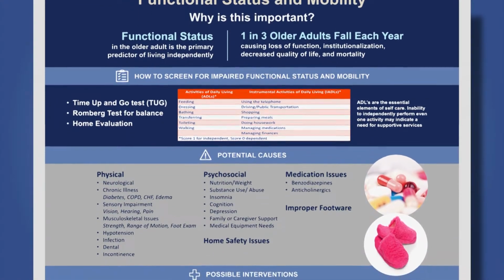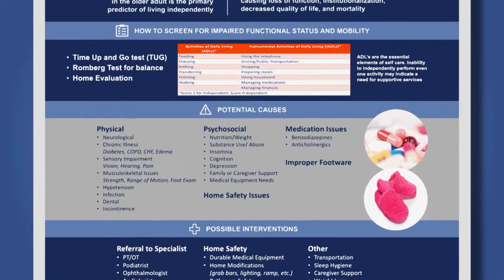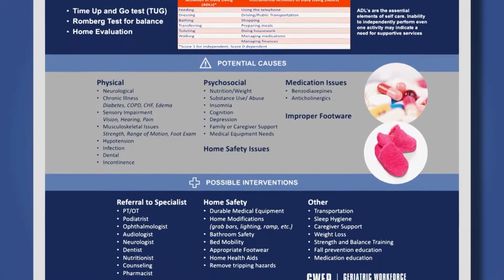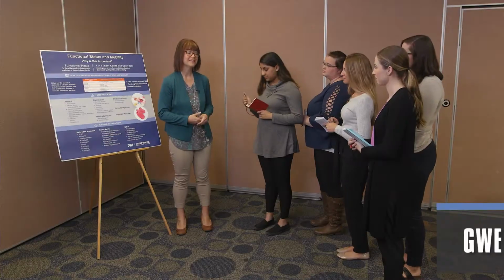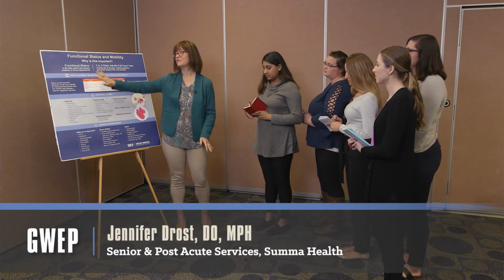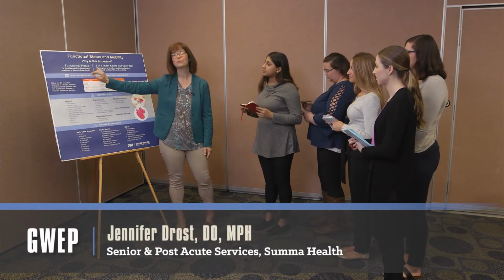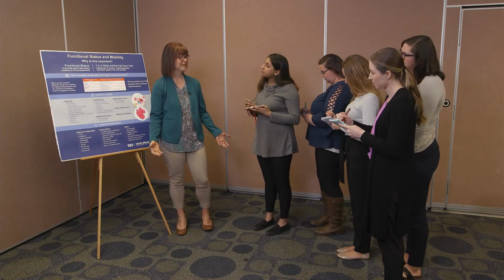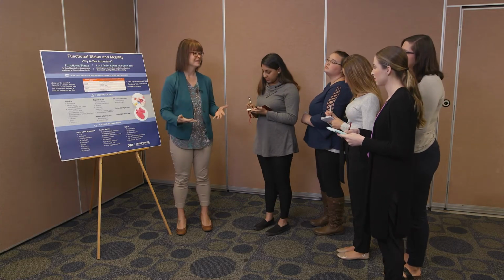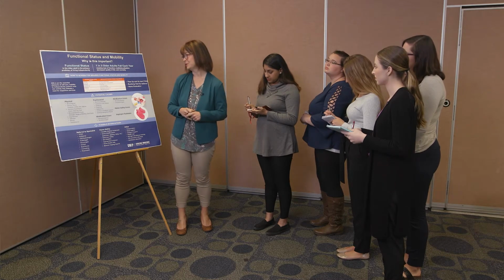We're going to talk today about just that, functional status and mobility, and why it's so important for our older adults. We have this phrase in geriatrics where we say function is key, because functional status in older adults is the primary predictor of their ability to live independently, which allows them to continue to do all the things that they want to do and need to do.